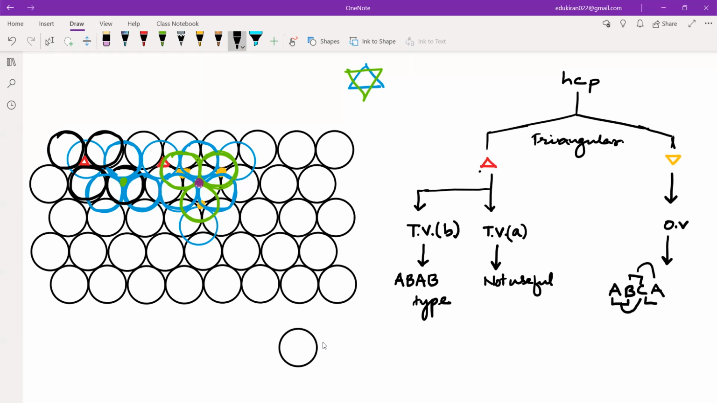Then C and A will make octahedral void, and to cover that, you will put B layer. Then again, A, B will have octahedral void, and to cover that, you will put C layer. So as you can see, I have made ABC type of packing. If I put atoms to cover the octahedral void, is this clear? Yes or no? Please tell me.